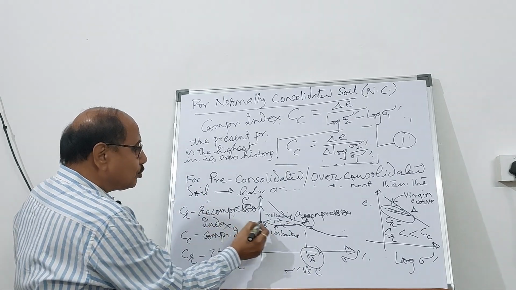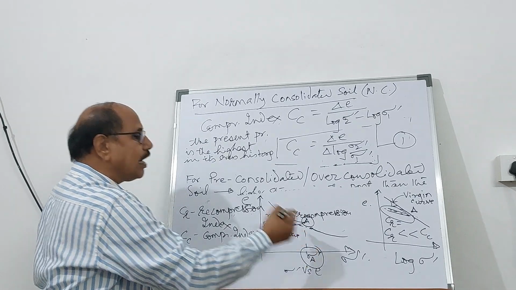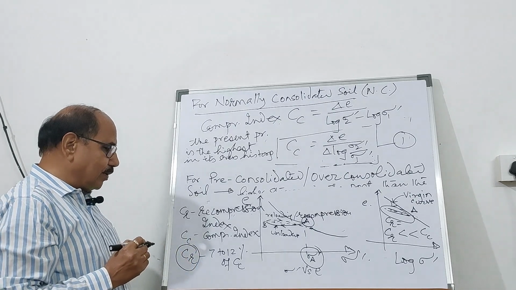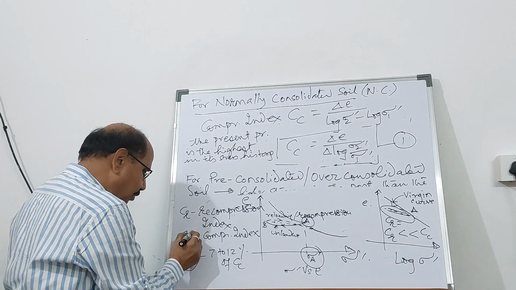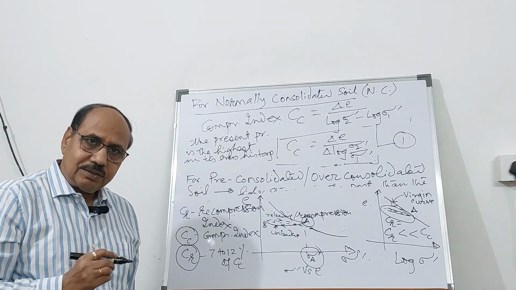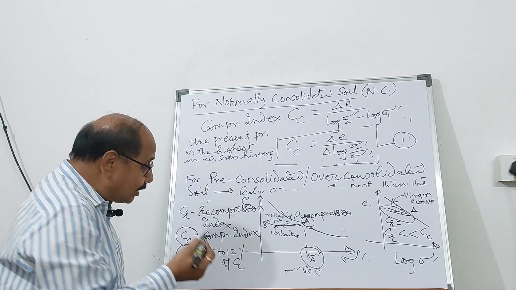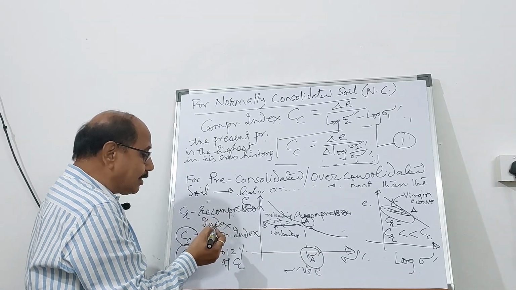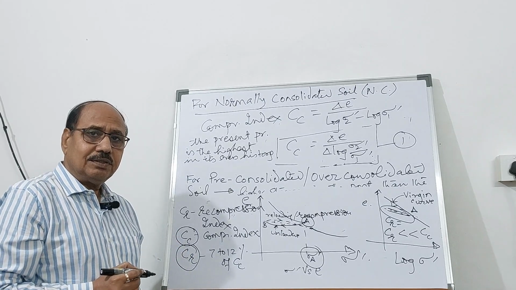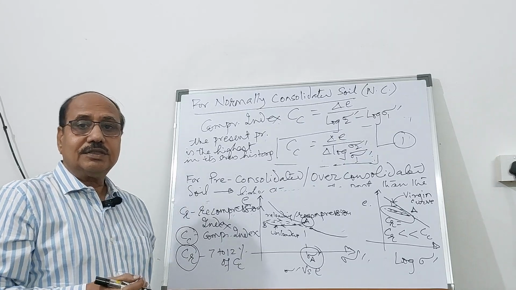So in over-consolidated clay, where the soil has been already subjected to higher pressure, you will have to consider this recompression index. Whereas for normally consolidated, you will have to use the compression index and then compute the settlement. The settlement for over-consolidated part will be quite less, and therefore Cr is quite less. This I will explain to you in the next video. Thank you very much.